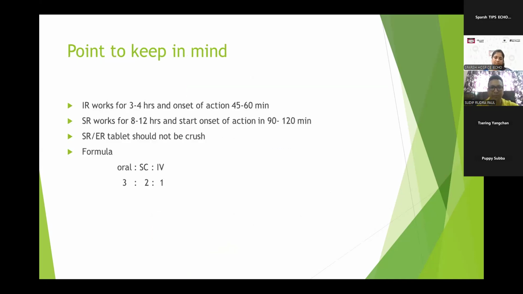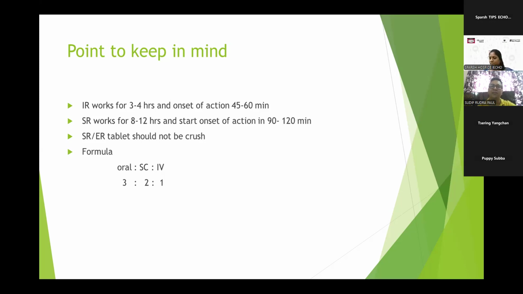The IR tablet starts working within 45 to 60 minutes and works for 3 to 4 hours. That's why, whenever we give IR morphine to the patient, we tell them to take it every 4 hourly to maintain the baseline plasma level and baseline pain. Next, if we give the SR tablet, the sustained release tablet, it comes into action within 90 to 120 minutes and it acts for 8 to 12 hours.